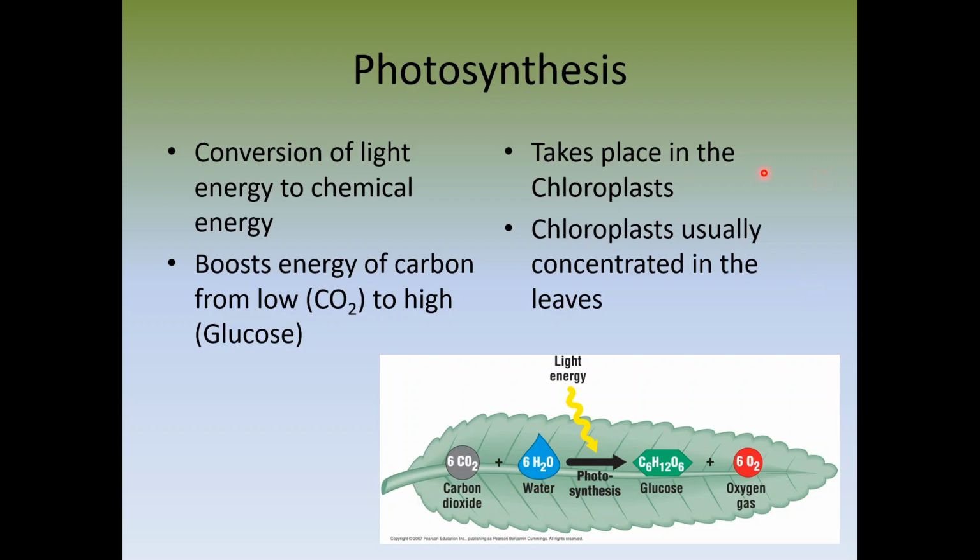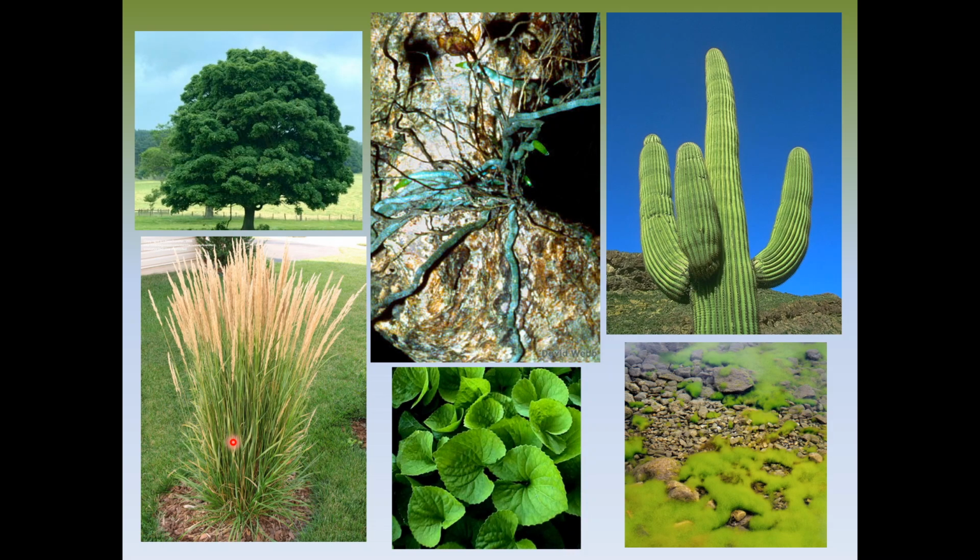Now photosynthesis, where this boosting of the energy of carbon dioxide up to glucose takes place, is in the chloroplasts. Chloroplasts are usually concentrated in the leaves, but we can also find them in the whole body of a plant, on the surface of a cactus, in the whole cell, or in this weird plant, which is actually just photosynthetic roots. This is an orchid plant that has only roots. It's a weird plant. But anywhere that a plant is green, it's going to have those chloroplasts.